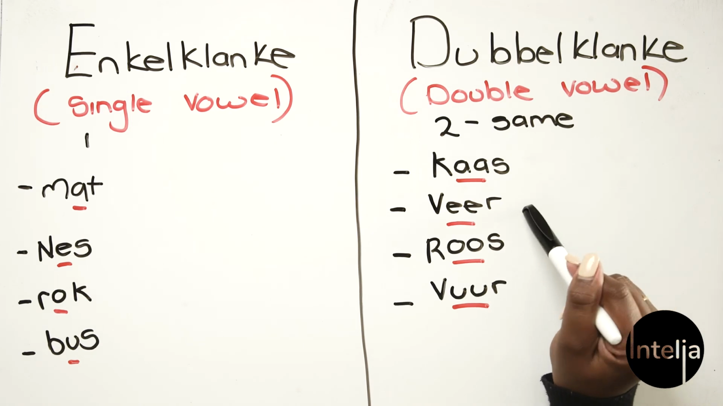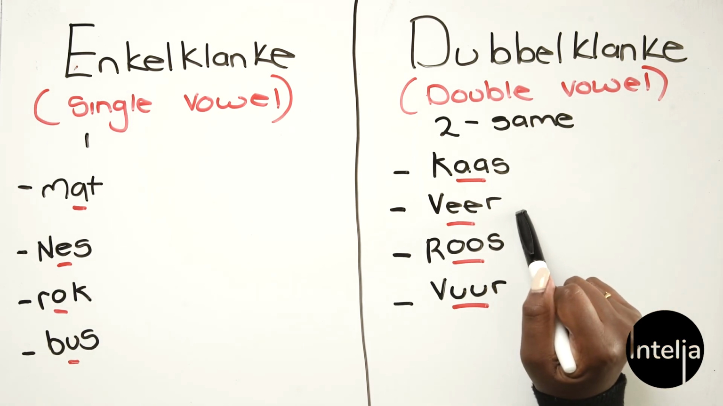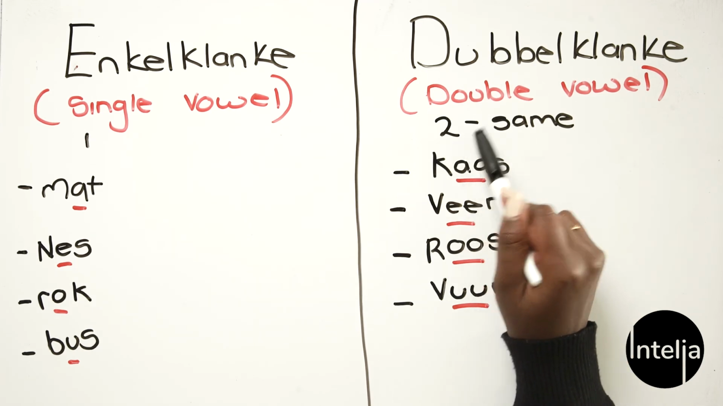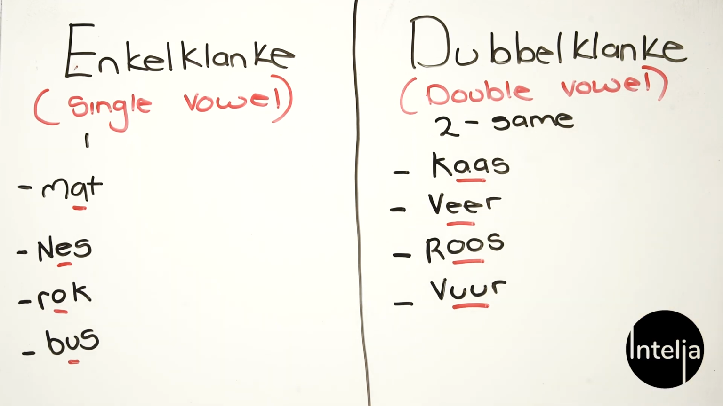Now we have it here, two. It becomes veer. Double E, two vowels, double vowel, double klanke. Awesome. We go on to here, we have rok. Very short because why? There is only one O. But the minute you put two O's, it extends the word and it becomes roos. Same thing with the U, that is bus, very short. And when we add an extra U to our word, that becomes vuur.